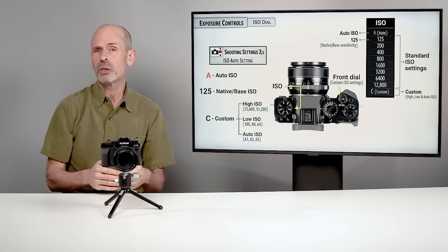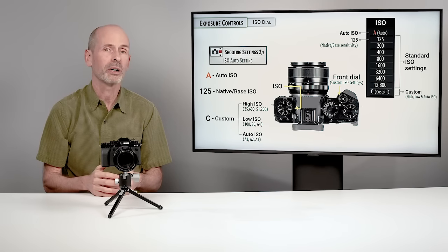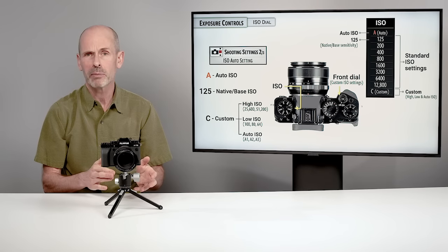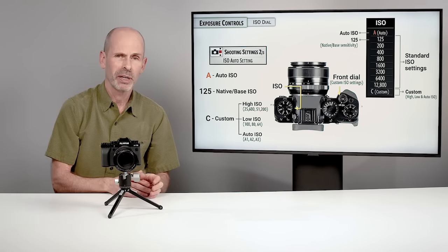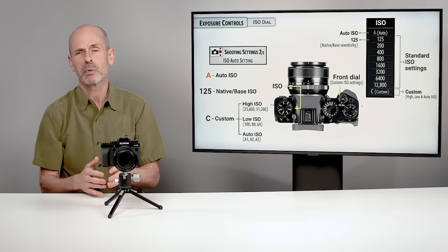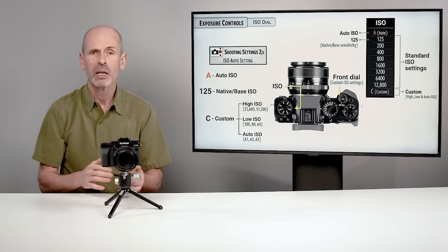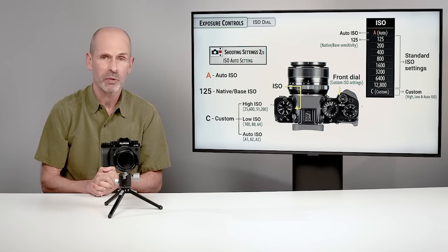And then you can also move between the different auto settings. So let's say you have an auto ISO set up for street photography, and then you have an auto ISO set up for portrait photography, and then you have an auto ISO set up for action photography. You could quickly switch between those if you want to.